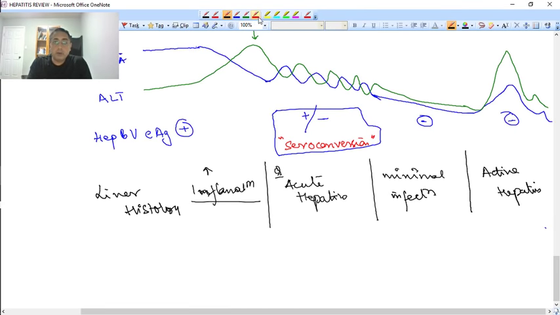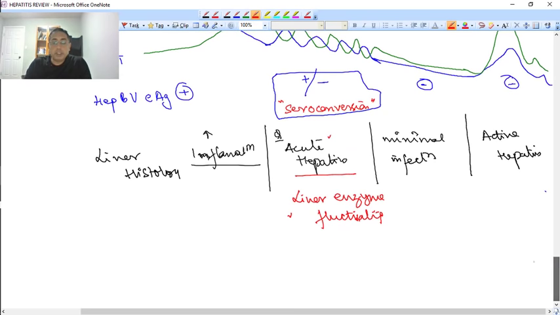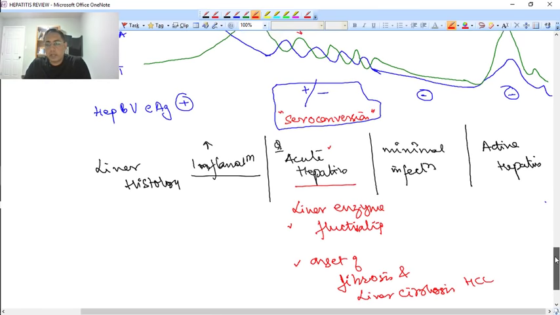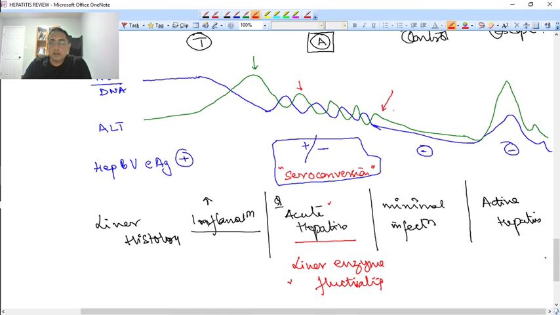Another important MCQ could be in acute hepatitis phase, where the ALT levels, the liver enzymes, fluctuate. There is active inflammation. At this point, the patient might land up into onset of fibrosis and liver cirrhosis, or the patient might unfortunately land up into an HCC. So at this point there could be cirrhosis or HCC, hepatocellular cancers. These junctions are important, that's how the people would respond.